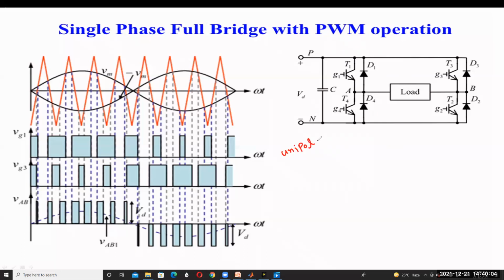In this unipolar operation, we will get gate pulses of 0 and VD, otherwise 0 or minus VD. Across the load, by giving the triggering pulses to G1 and G3 like this, we will get this type of output voltage. This is called our fundamental output voltage, the fundamental sinusoidal voltage.